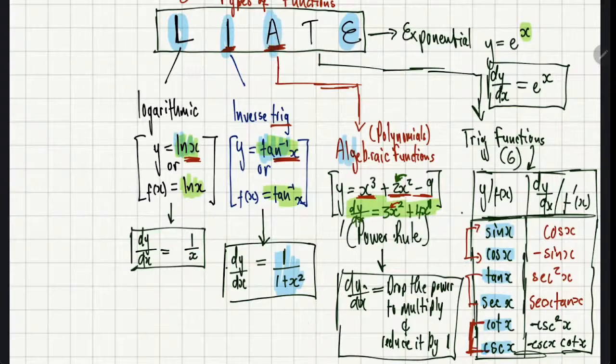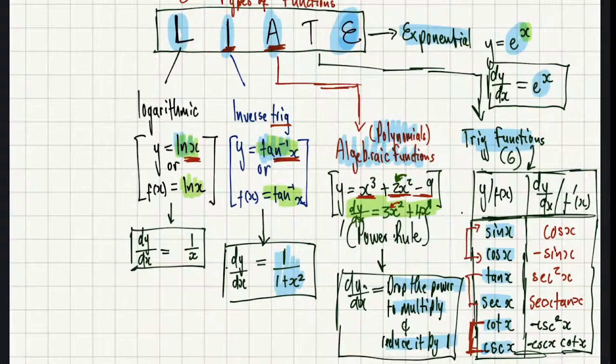A is algebraic functions, also called polynomials. How do you do them? Drop the power and reduce it by 1. Okay, drop the power on x to multiply and then reduce it by 1. Then you have trig functions. Then you have the last, which is E, exponential functions, where you have y is e to the x and its derivative is still e to the x. Right. Knowing this is what leads us to today's work.